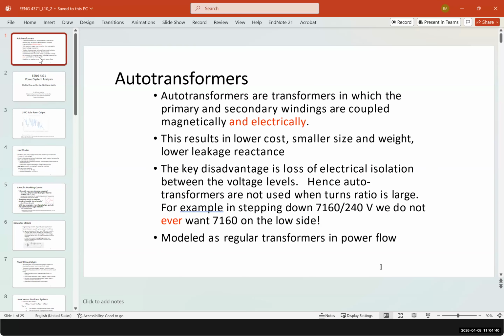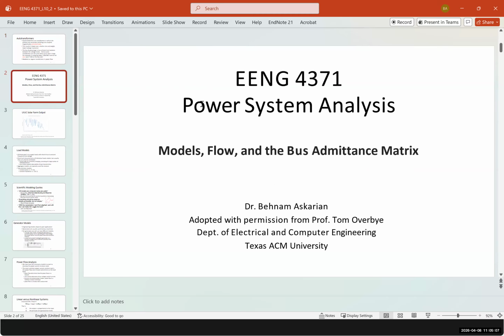They are magnetically and electrically coupled. They are usually used for low voltage. You can't usually use them when you want to step down a very high voltage because they're electrically and magnetically coupled. Sometimes it may be dangerous. And these types of transformers, as mentioned, are modeled as a regular transformer in power flow as well.